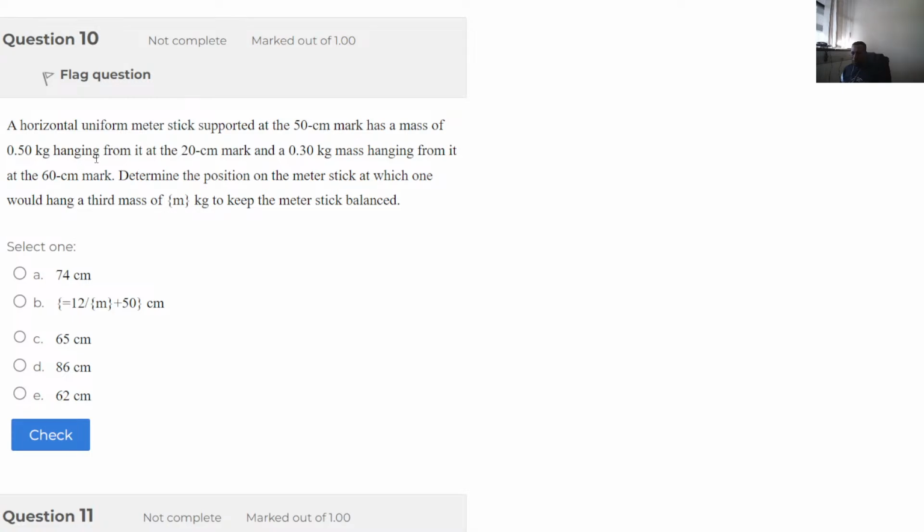And 0. What am I reading properly? This one: a horizontal uniform metric stick supported at 50 centimeter mark has a mass of this much hanging from it at 20 centimeter. Okay, and then this much. I was wrong. My drawing is wrong. You will see.